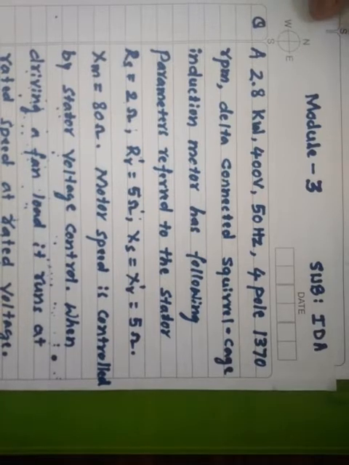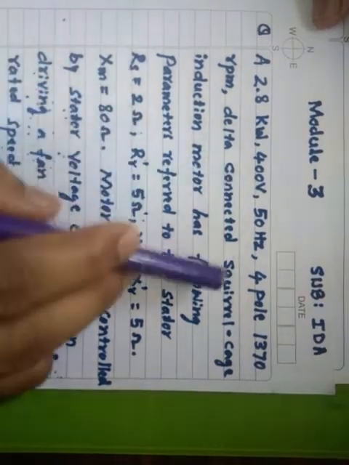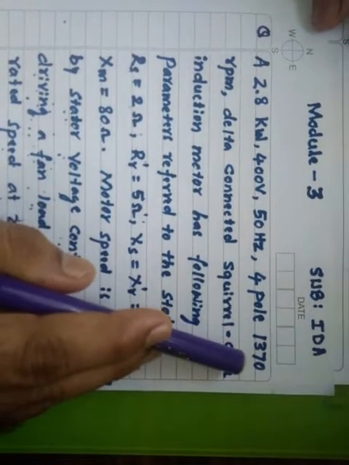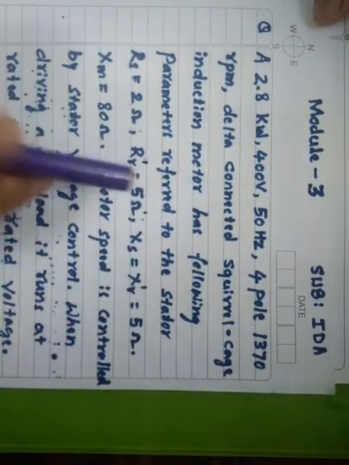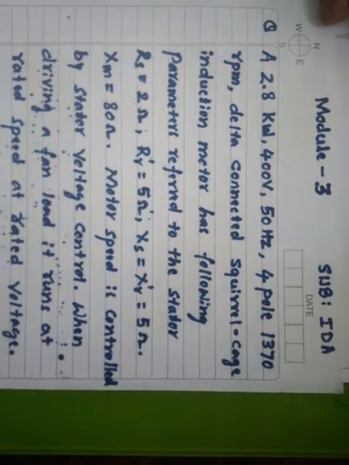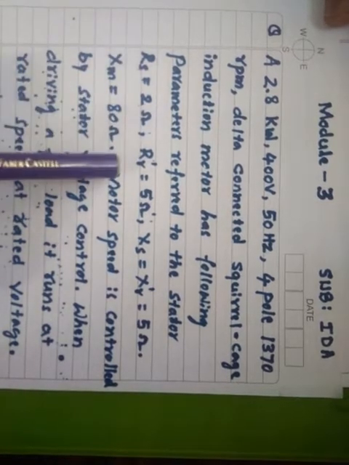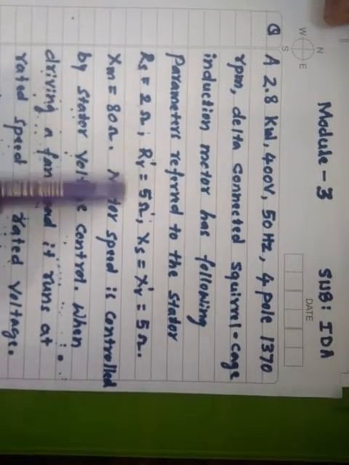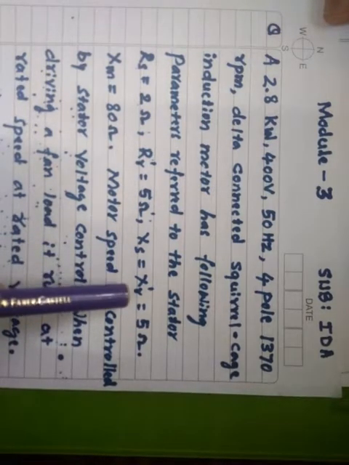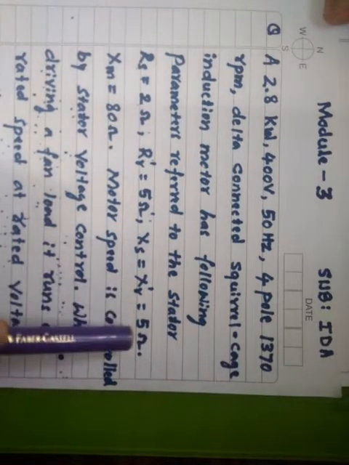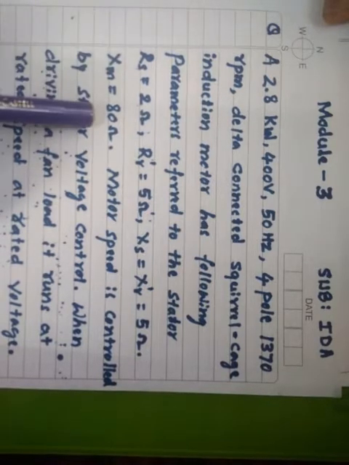The question is given here: a 2.8 kilowatt, 400 volt, 50 hertz, 4 pole, 1370 rpm delta connected squirrel cage induction motor has the following parameters. All the quantities given here are referred to the stator. Rs is equal to 2 ohm. Rotor resistance referred to the stator is 5 ohm. Stator reactance and rotor reactance referred to the stator are both 5 ohm. Magnetizing reactance is given as 80 ohm.